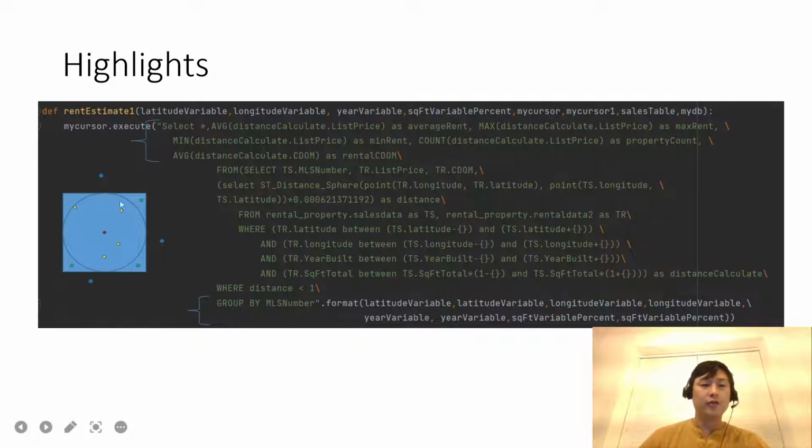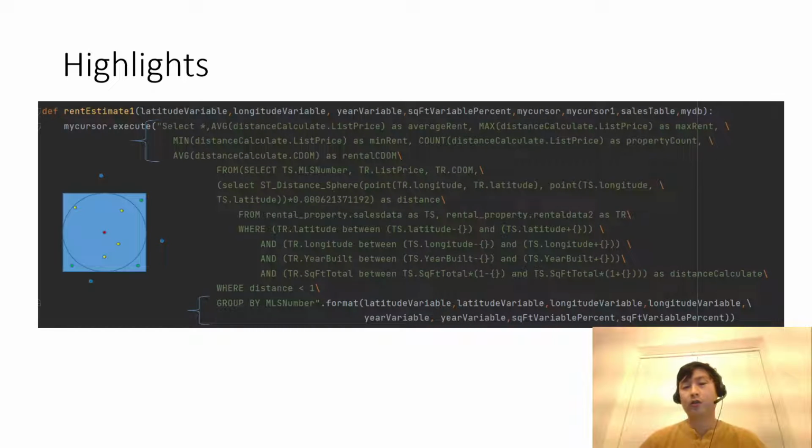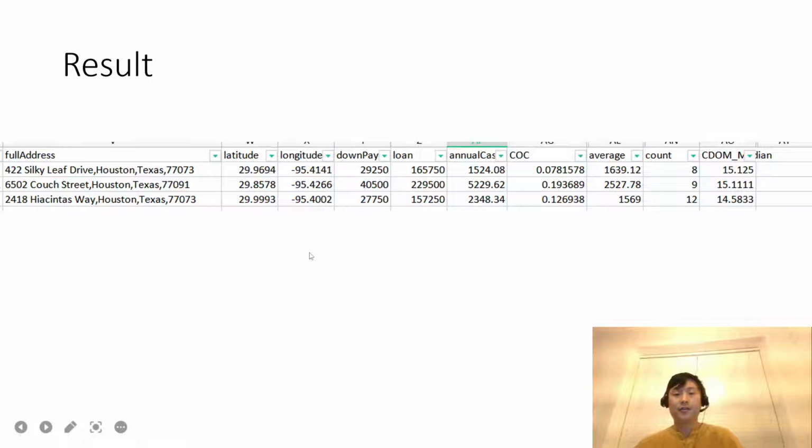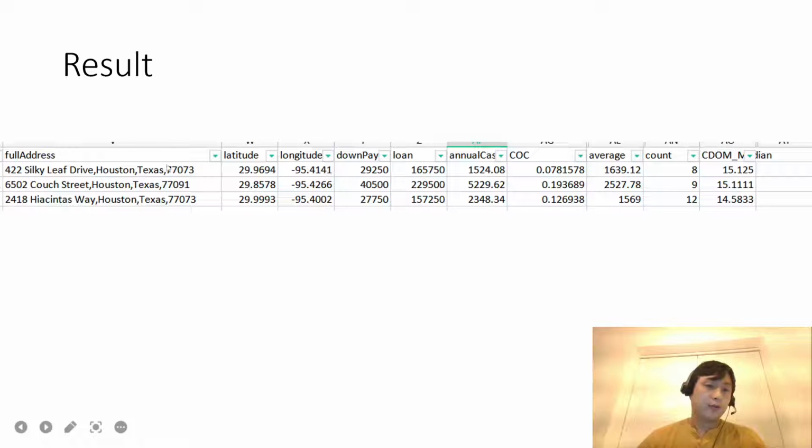So after that, we need to use the properties that we selected, which are the yellow spots, to do some calculation. And here I use aggregate functions to calculate the average rent for the yellow property, and so on. After that, of course, since we use aggregate functions, we need to group them by primary key. And here is the result after I filter out based on what I like. And this is 3 properties out of about 2,000 properties I selected.